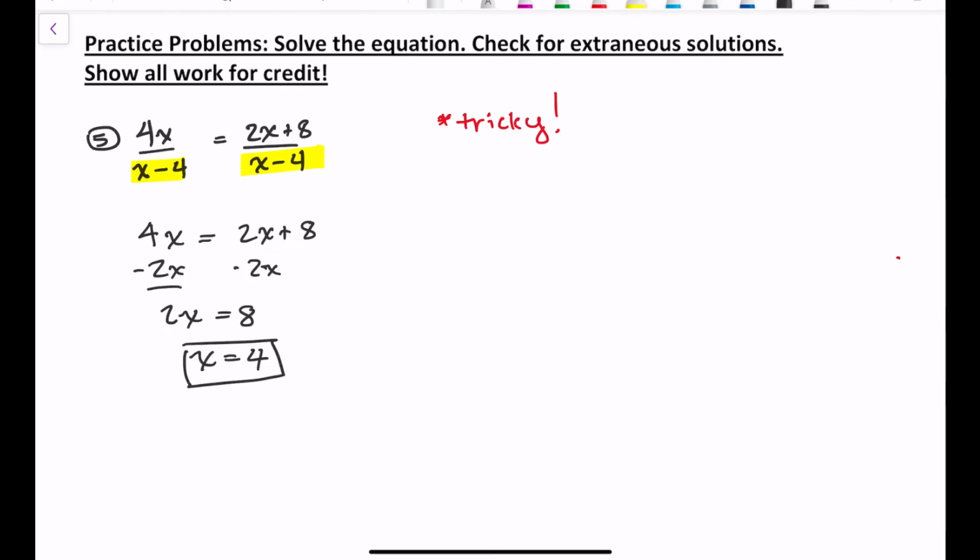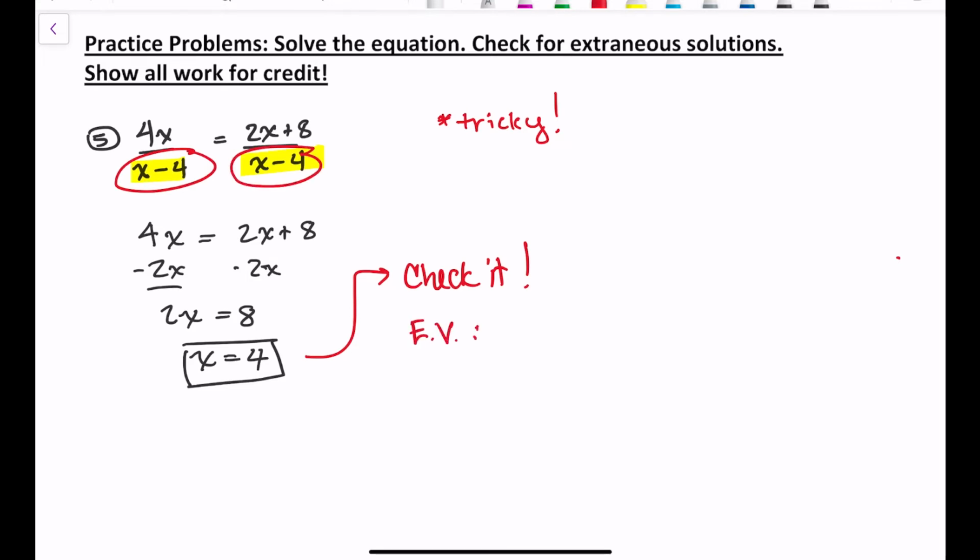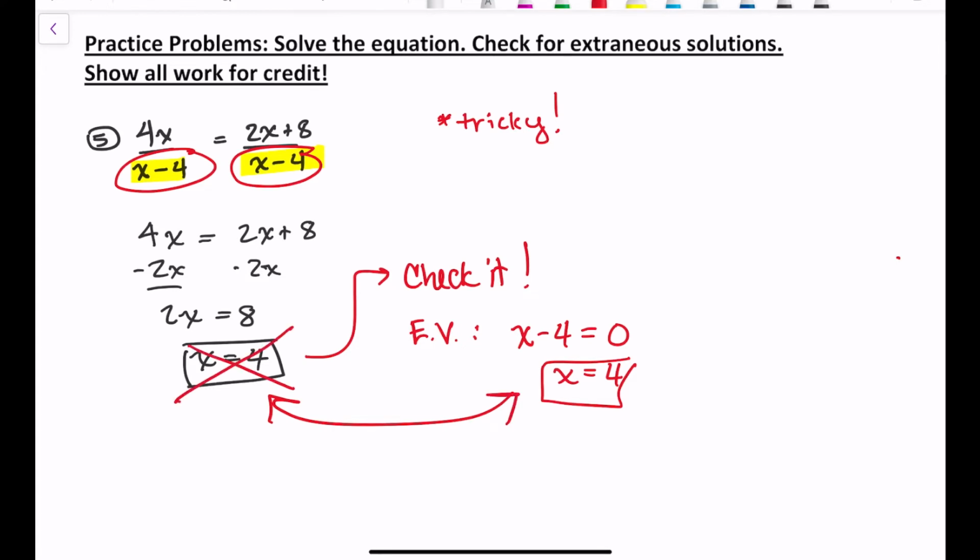But wait a minute. When I look at my excluded values, can I have x equals 4? My excluded value is 4. So x equals 4 doesn't work. So since x equals 4 doesn't work, that's my only solution. So my answer to this problem is no solution. And that's exactly what I would write on my paper.